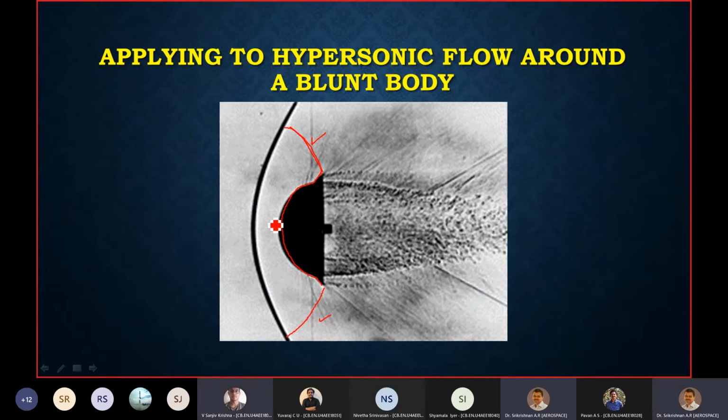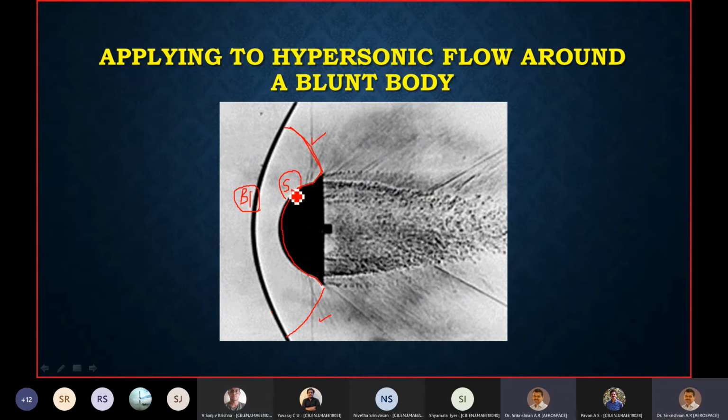The oblique shock itself, sir. Yes, exactly. So the shock, which is a detached shock, is one boundary. I mark it as B1. So the shock is one boundary. That's correct. Now, which is the other boundary? The object, the surface of the body.